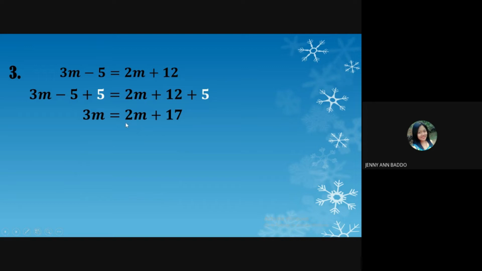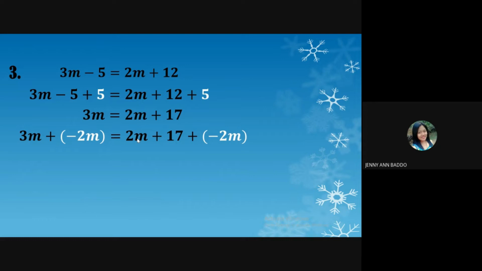Now, since we want to look for the variable m, we have to combine those terms with the variable m on one side of the equation. So to remove 2m on the right side, we have to add its additive inverse, which is negative 2m, to both sides of the equation.